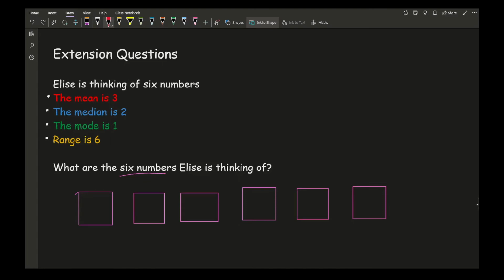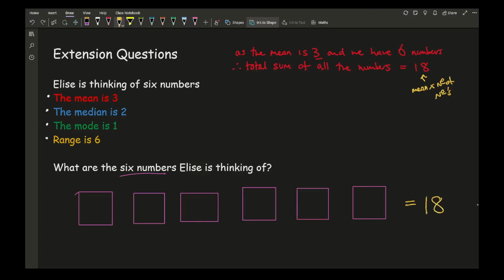Now, because the mean is 3, and we have 6 numbers, that therefore means that the total sum of all the numbers must equal 3 times 6, which is 18. And again, if you're not sure where that's come from, it's basically the mean times the number of numbers. So if I add up all those numbers, it's got to add up to 18. So that's one of the facts that I need to know when I'm looking at these numbers here.